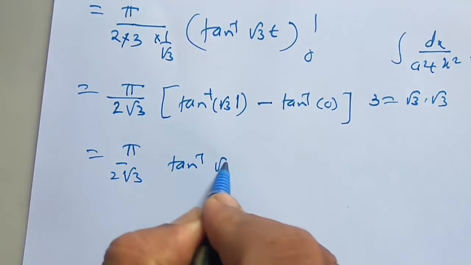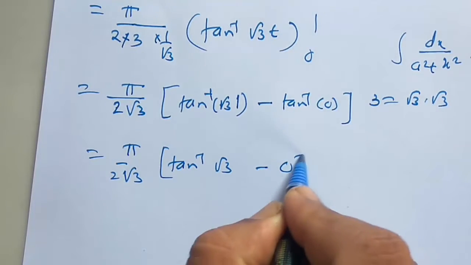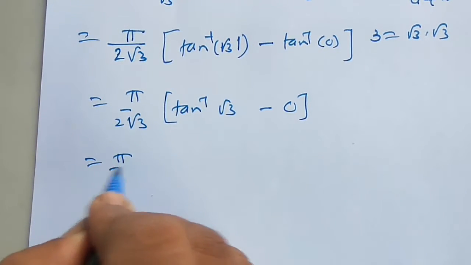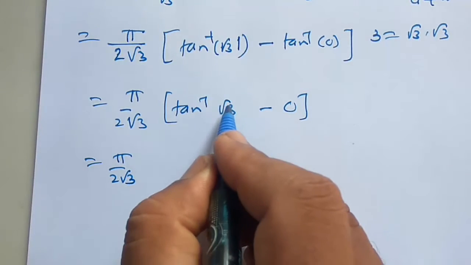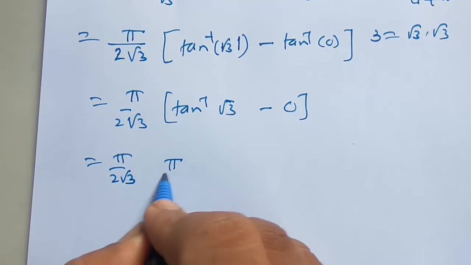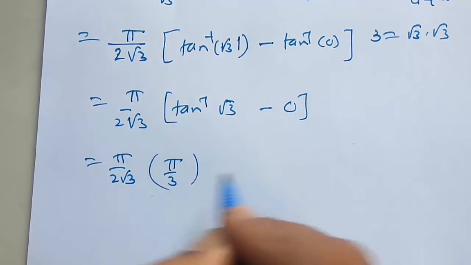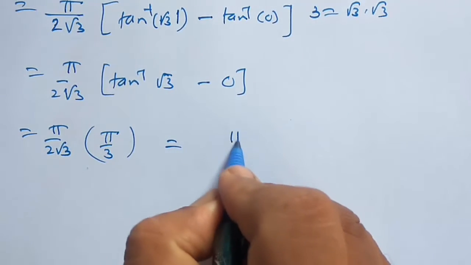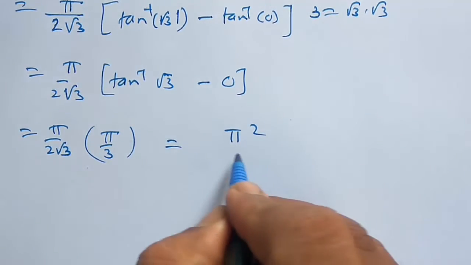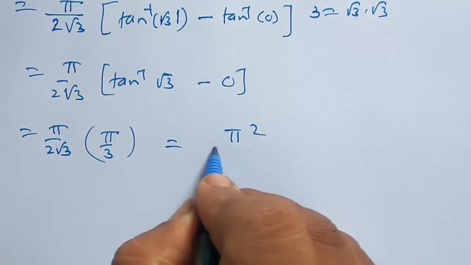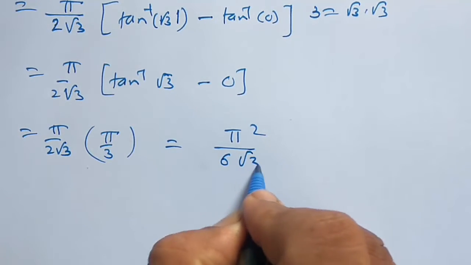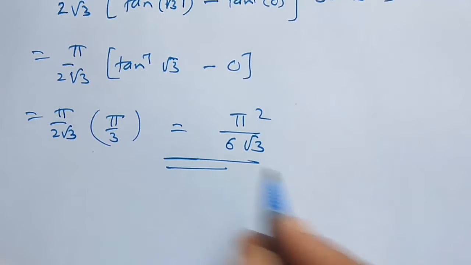Tan inverse of root 3 minus 0, pi upon 2 root 3. Tan inverse of root 3 is equal to pi by 3. And so this is equal to pi square upon 2 into 3, which is 6, 6 root 3. So this is the value.